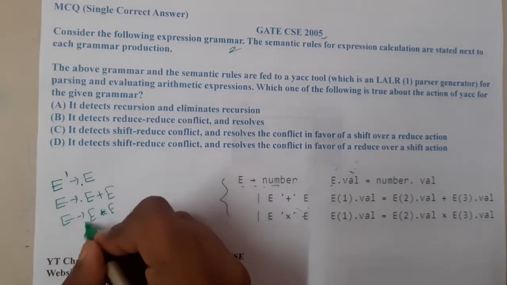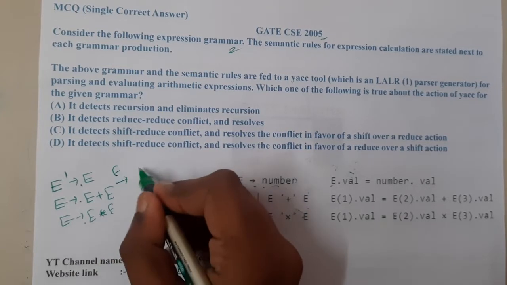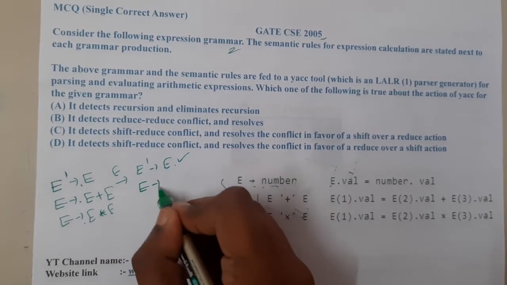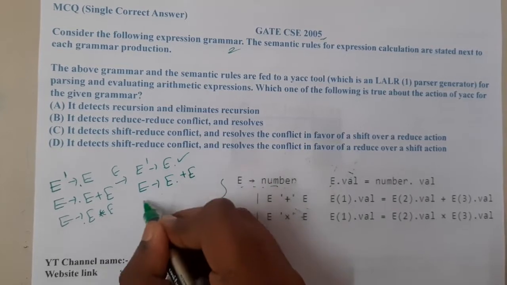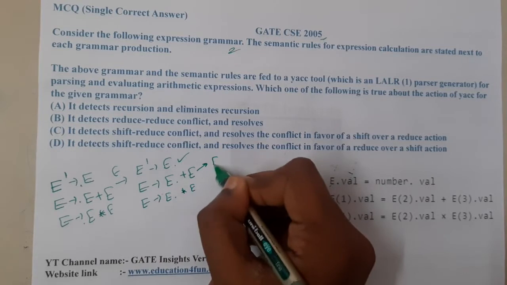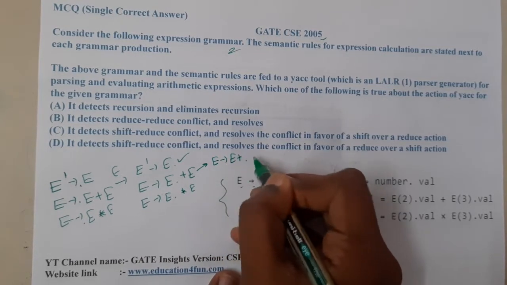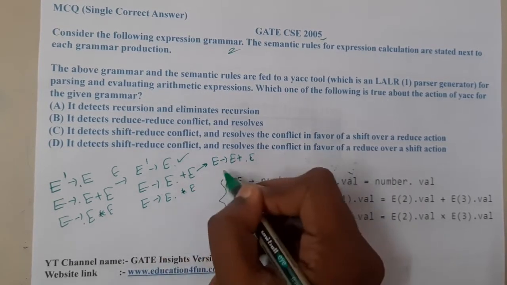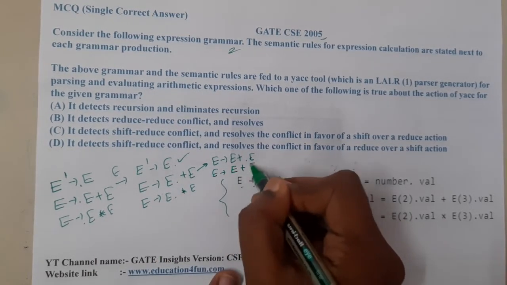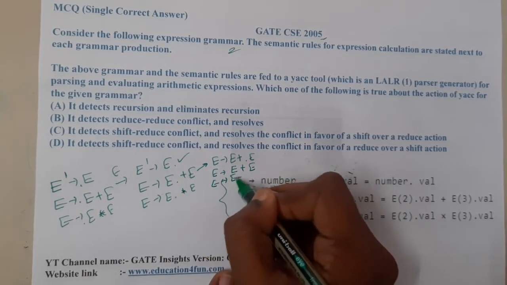When it comes here, first I will take E as my input. So now E dash implies E dot, and this will be done. Moving on, E implies E dot plus E, and similarly, E implies E dot star E. Now for plus, I will go up to dot E. Because of this E, all of these entries will come, so E implies E plus E and E implies E into E.